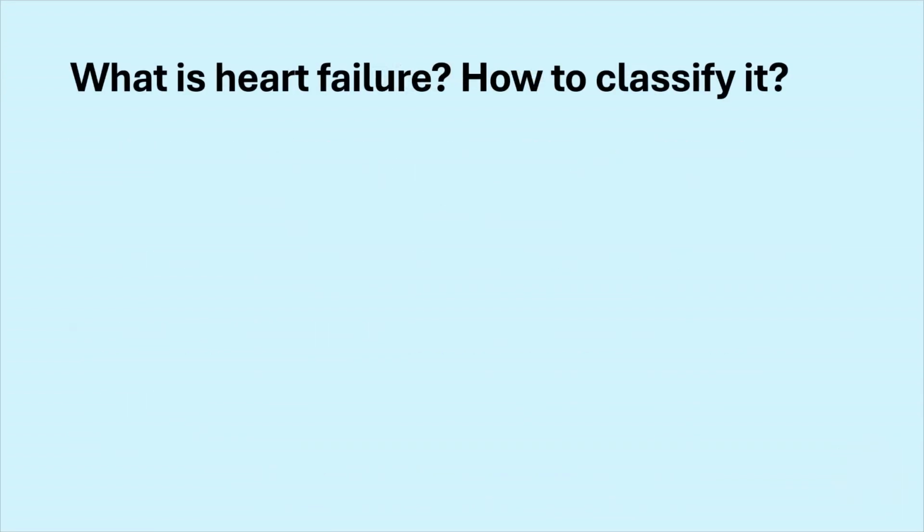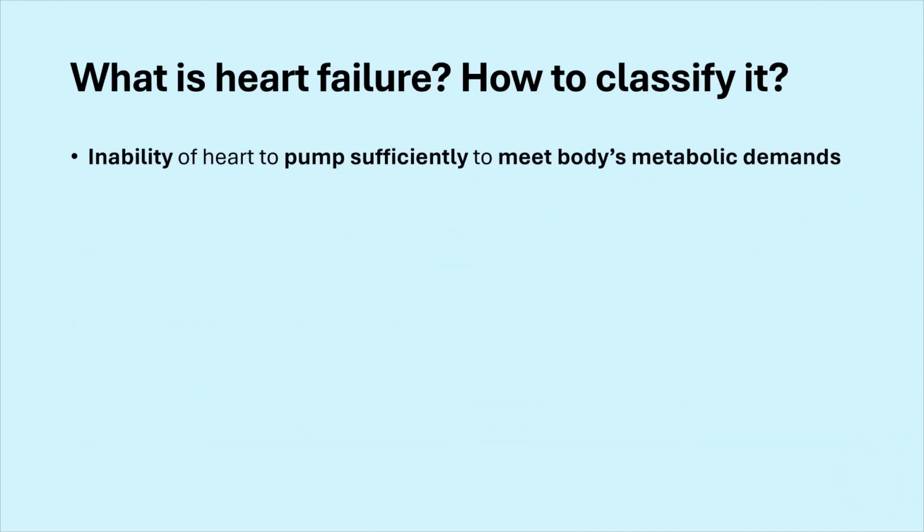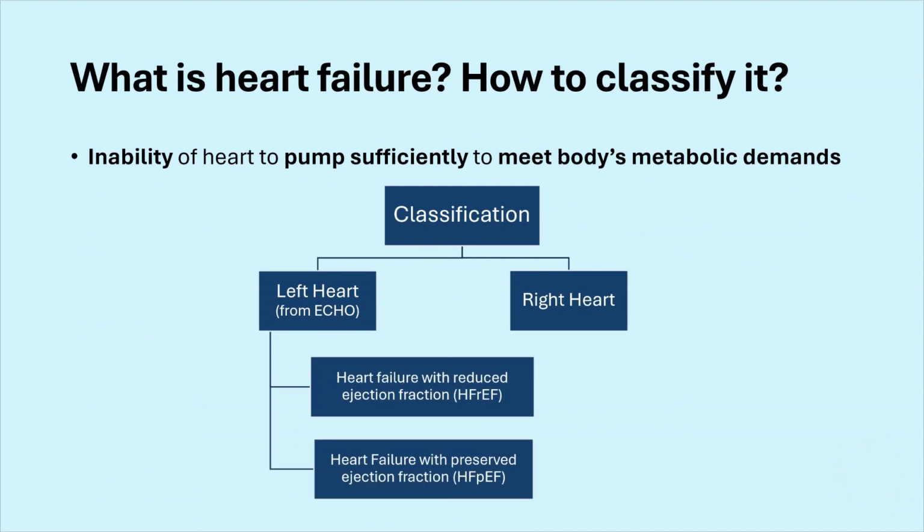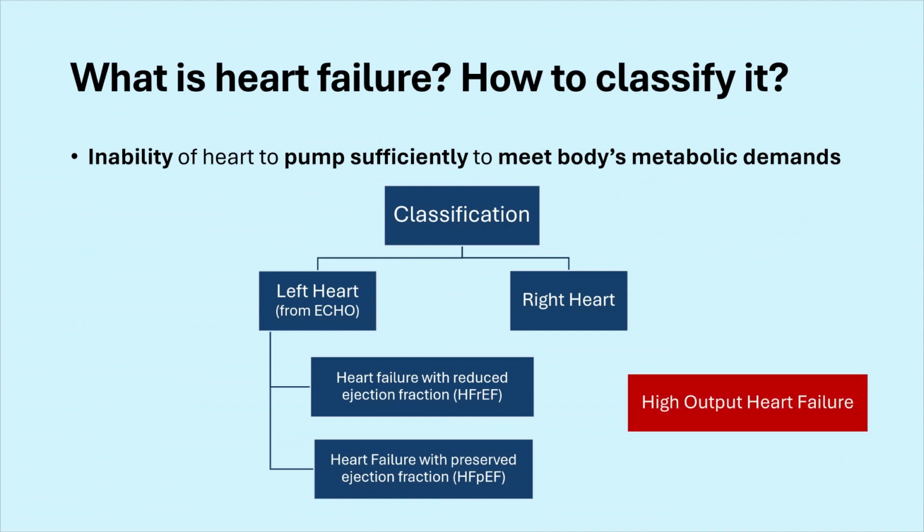So let's define heart failure. It is the inability of the heart to pump sufficiently to meet the body's metabolic demands. Classification of heart failure can be split into left heart and right heart failure, although one does eventually develop failure on both the sides. Left heart failure can be subdivided, on echo imaging, into heart failure with reduced ejection fraction, HFrEF for short, and heart failure with preserved ejection fraction, HFpEF for short. There's another category of heart failure called high output heart failure that doesn't really fit in, and I will discuss more about it towards the end.